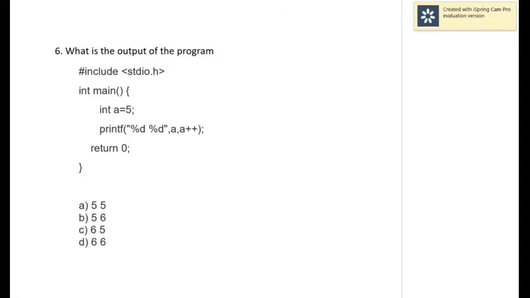In this example, a is given like 5. In this printf statement, the evaluation always happens from right to left. So here the expression is given like a++. It is post increment, so it assigns the value, then increments. First it assigns the value, so the value for this expression is 5. Then the value of a will be incremented from 5 to 6.